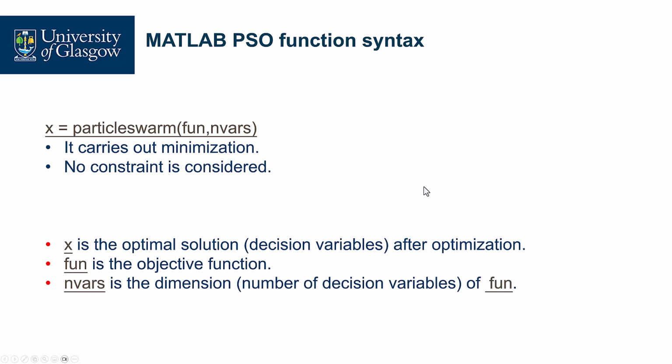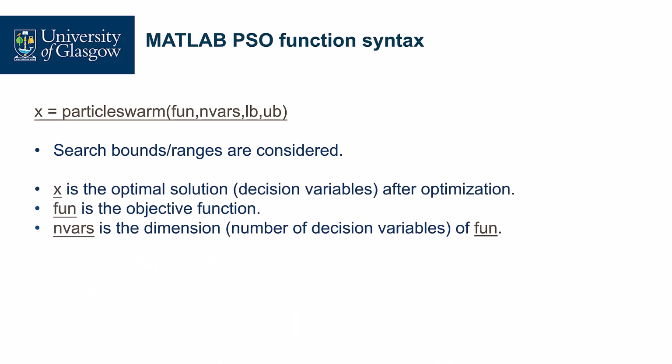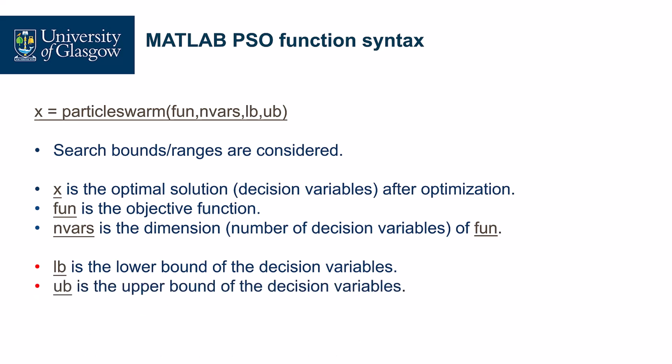So the next step is what? According to the GA experience, we hope to add a lower bound and upper bound. So this is the format with LB and UB. In this case, the search bounds are considered. The x and the nvars are the same as before. And LB is a lower bound of the decision variables, and UB is an upper bound of decision variables.